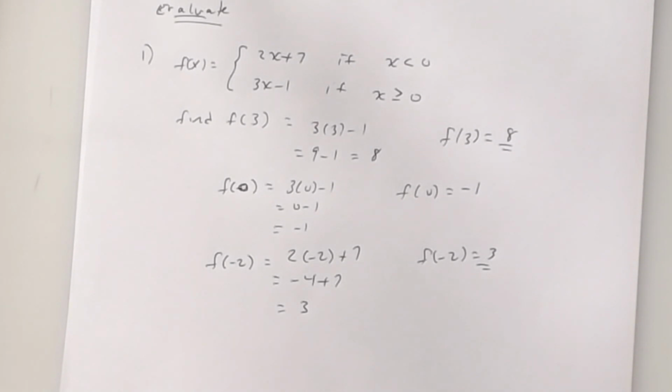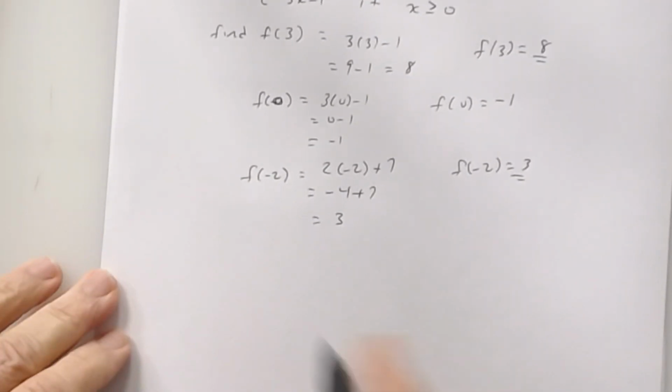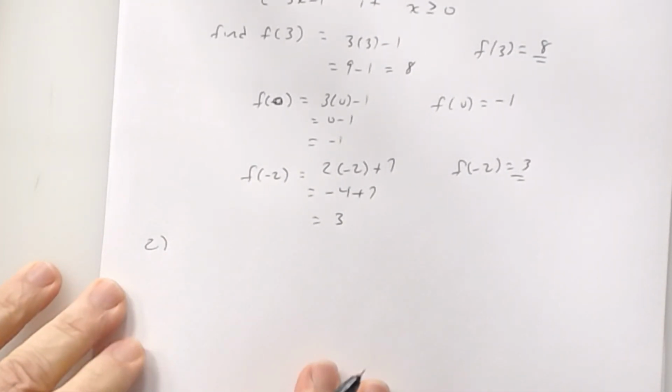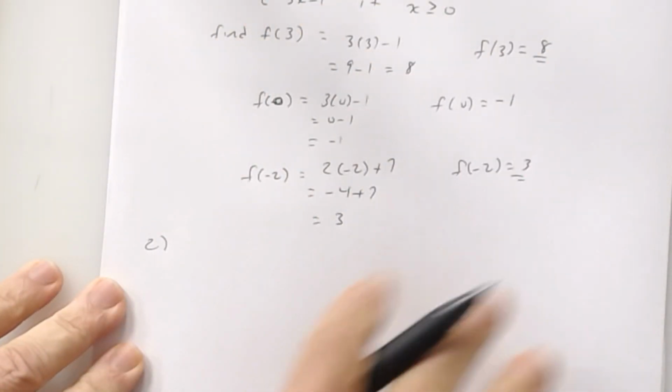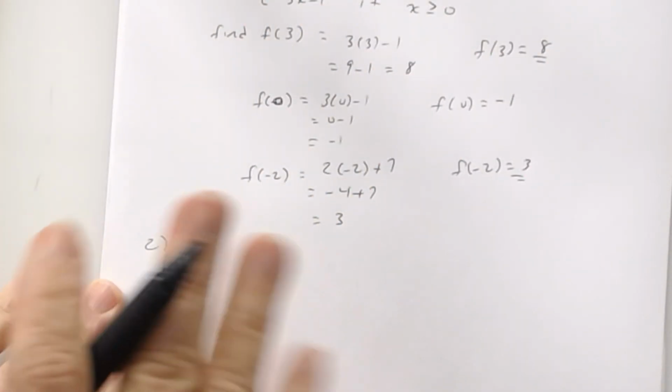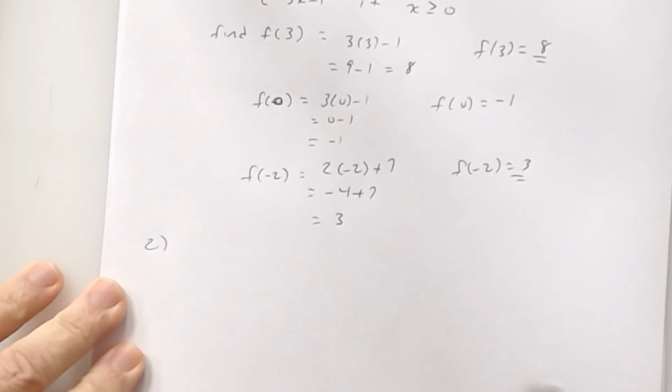Okay, number 2. Let's suppose we had this one. So the only kind of piecewise functions we'll be dealing with will be linear. There are other kinds like quadratic, cubic, things like that, but we're just dealing with linear in this course.